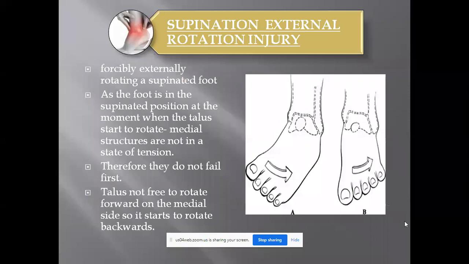Next is supination external rotation injury. This usually happens when the force is externally rotated in a supinated foot. As the foot is in the supinated position at the moment when the talus starts to rotate, medial structures are not in a state of tension. Therefore, they do not fail first. The talus is not free to rotate forward on the medial side, so it starts to rotate backward.